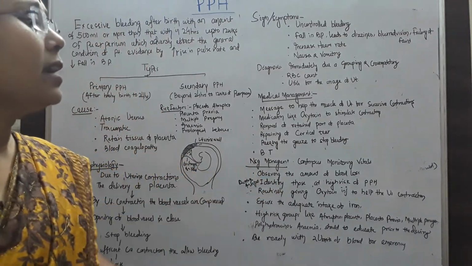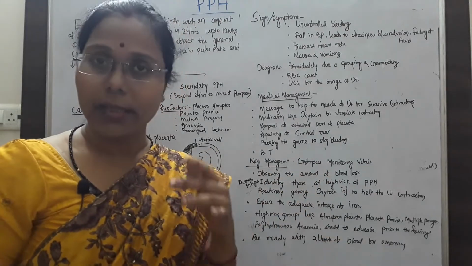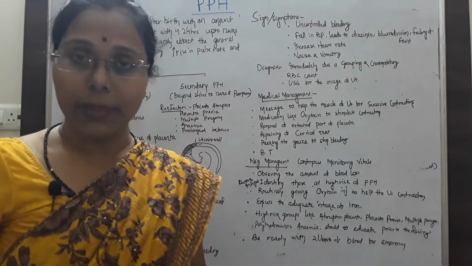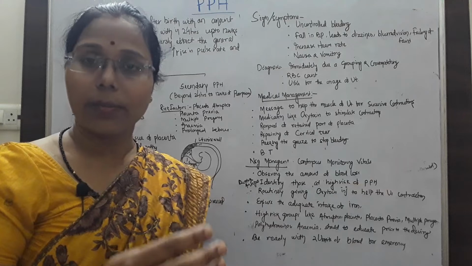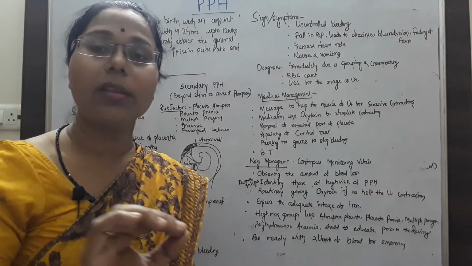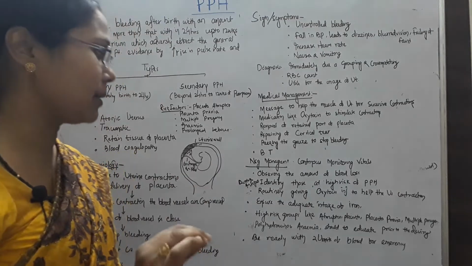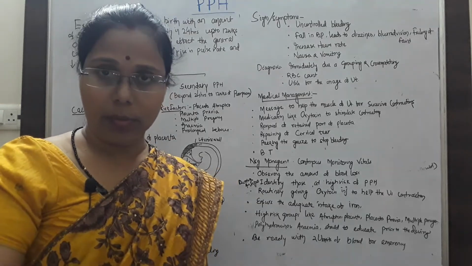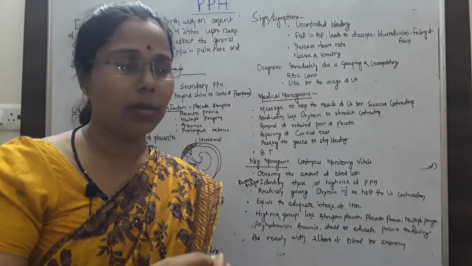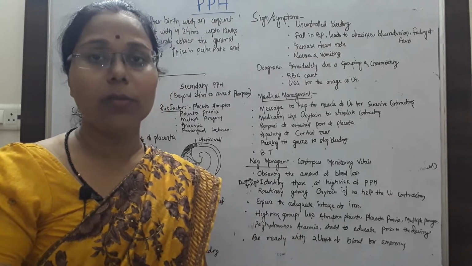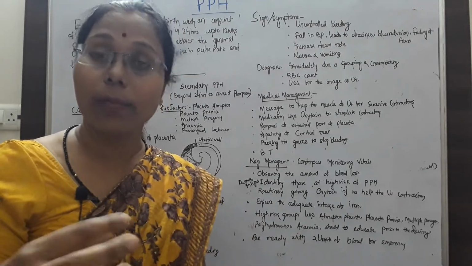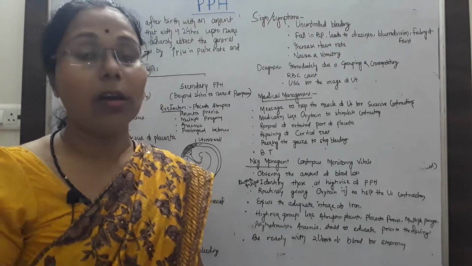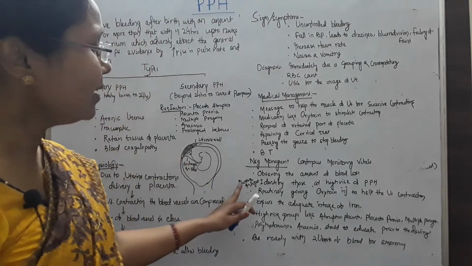Then nursing management. As nurses working in the hospital, in the labor room, we should first monitor the vitals of the patients: blood pressure, temperature, respiration. We should continuously record the vitals on the chart. And observe the amount of blood loss, how much bleeding happens when the woman comes from the labor room after delivery. We should first inspect the amount of blood loss, and how much gauze or sterile pad is required for that woman.